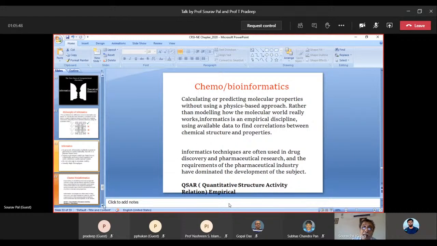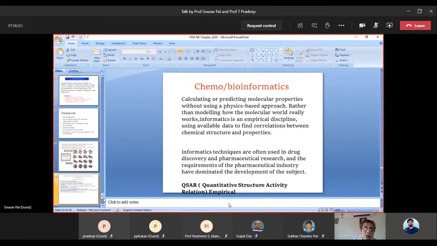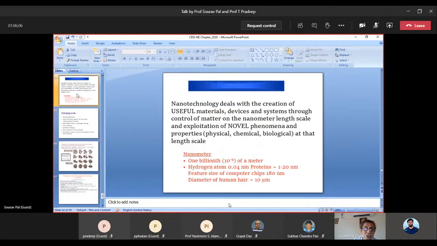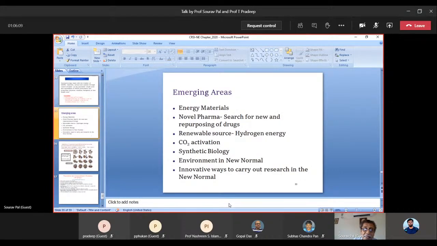But I think it will be unfair for me if I do not mention this in the part of computational chemistry today. QSAR, quantitative structure activity relation, is an empirical relation which is used in pharma or drug design very often. I think with this I will probably close, but just wanted to tell that again the materials or the areas which are emerging are energy materials, novel pharma materials, hydrogen, CO2 activation. Synthetic biology is going to play a very important role in chemistry, where chemistry will be inspired by biology. And I think in many of these, computation is going to play a very important role.